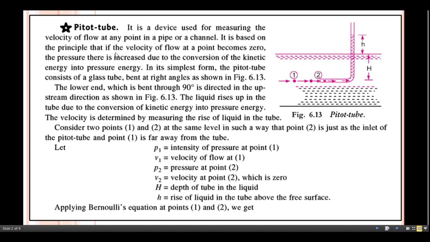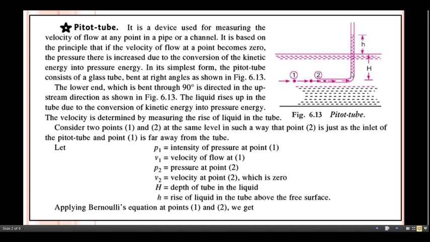It is based on the principle that if the velocity of flow at a point becomes zero, the pressure there is increased due to the conversion of kinetic energy into pressure energy. In its simplest form, the Pitot tube consists of a glass tube bent at right angles, as shown in the figure.